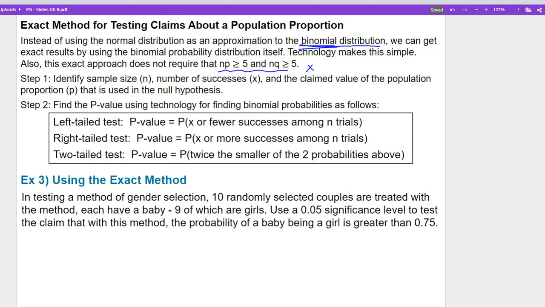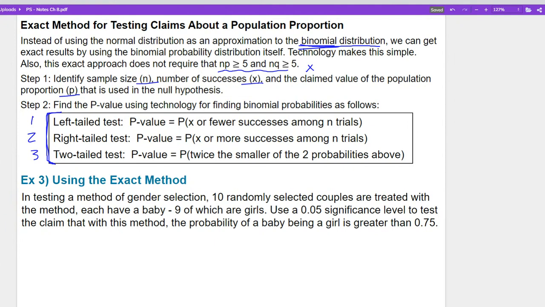So we're going to identify n and x and p, and we're going to use this box depending on what kind of test it is. Find the p-value using technology for finding binomial probabilities as follows. So we've got kind of 3 different things to check depending on what kind of tail it has. Let's look at number 3.